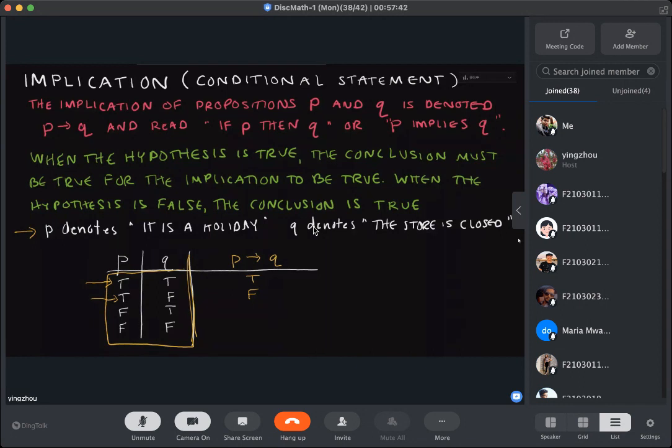Now, I'm going to skip over that third one for just a second and go to the fourth one. If P is false, and P denotes it's a holiday, so I'm saying it is not a holiday, and Q is false, where Q says the store is closed. So I'm saying if it is not a holiday, the store is not closed, that is what I would expect. That is true.